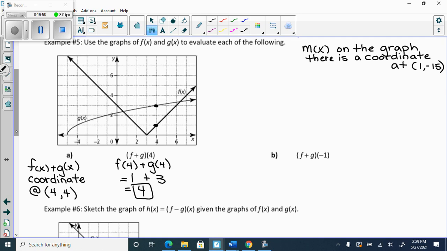So here we have f plus g of negative 1. If I just ask you for that, that's the same as f of negative 1 plus g of negative 1.